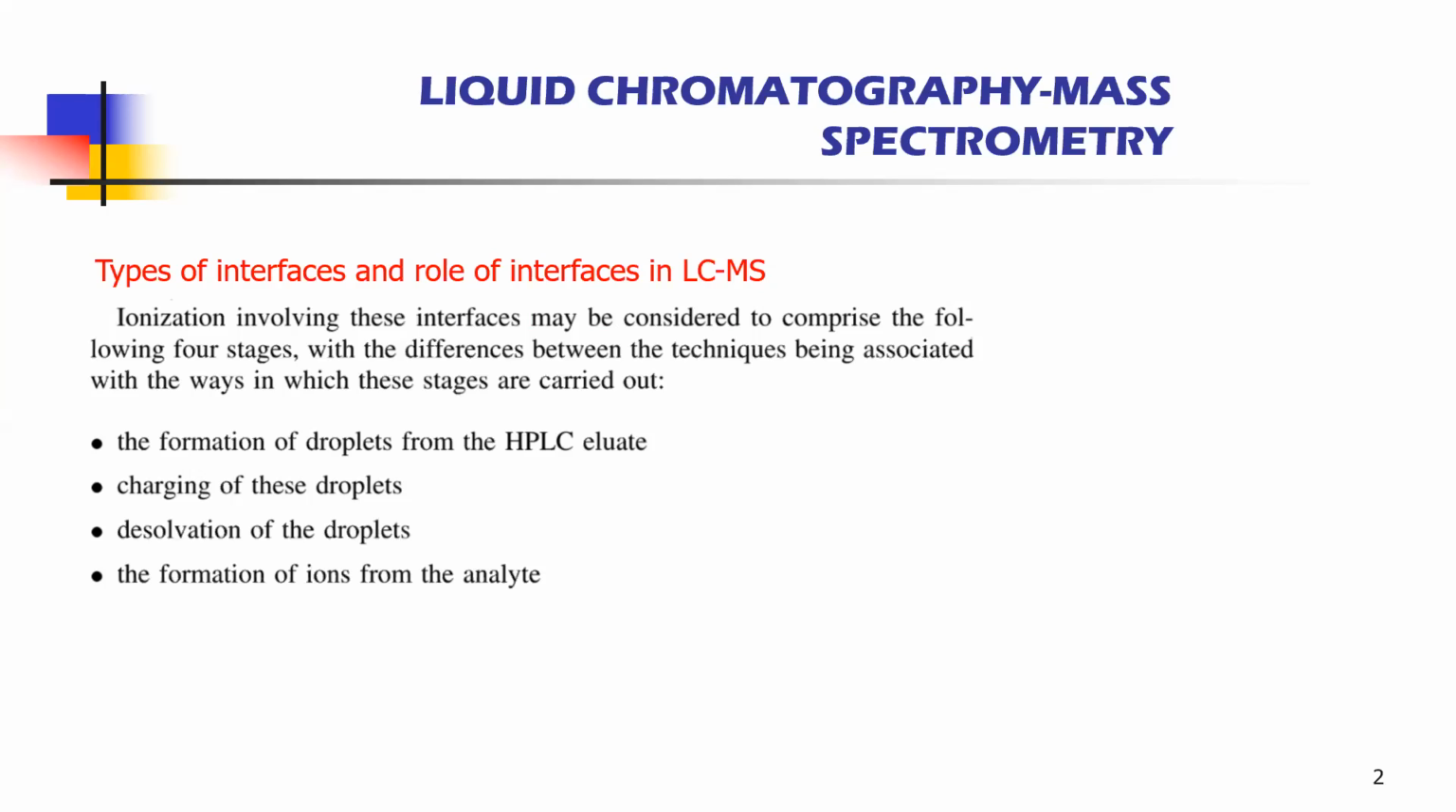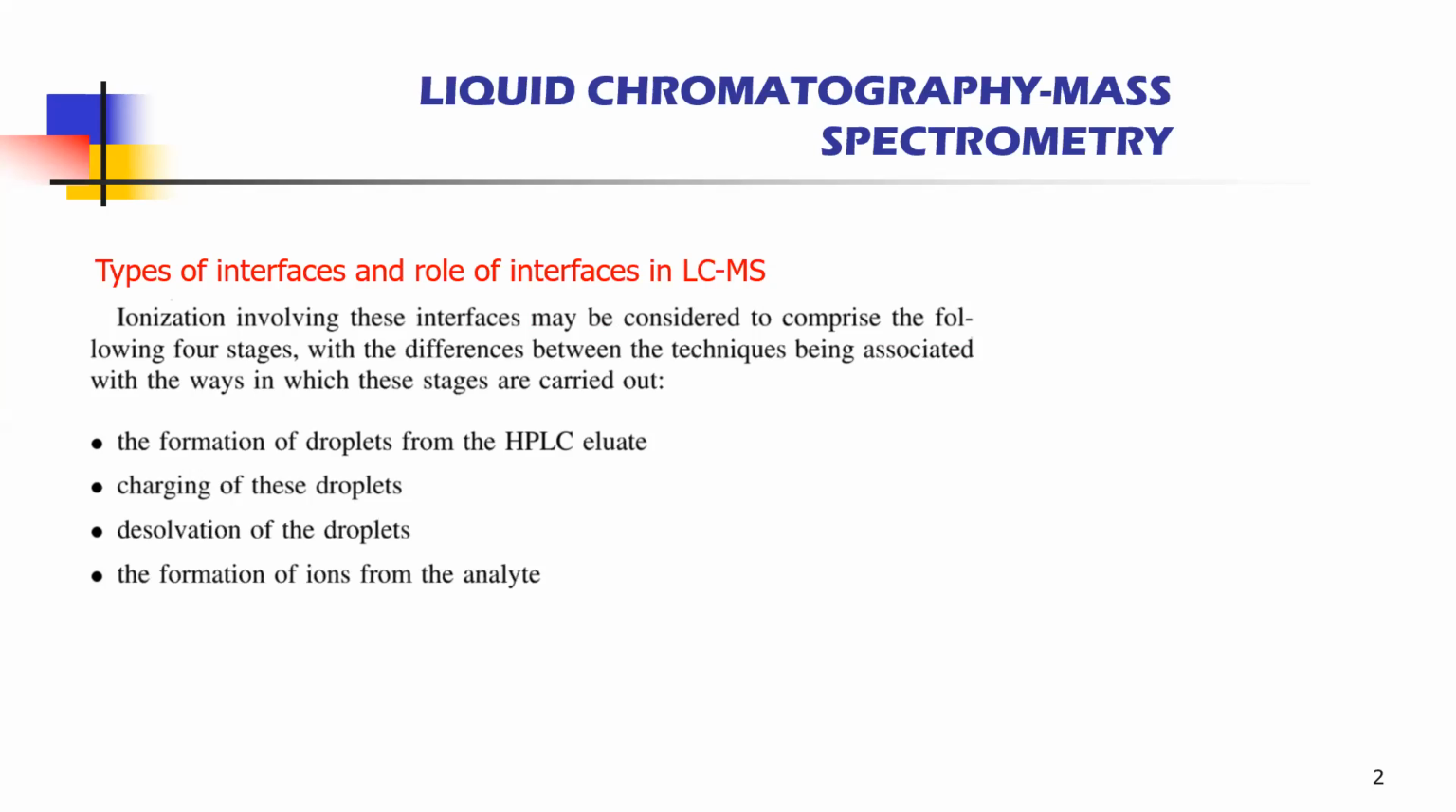So ionization involving these interfaces may be considered to comprise the following four stages, with the differences between the techniques being associated with the ways in which these stages are carried out. So how they differ will be based on how the ionization is taking place. The formation of droplets from HPLC eluate, that is the first step. Then charging of this droplet, desolvation of the droplet, and the fourth is formation of ions from the analyte.